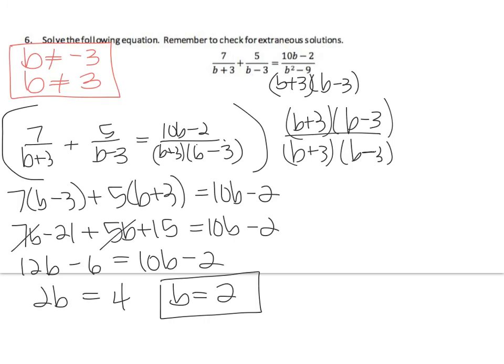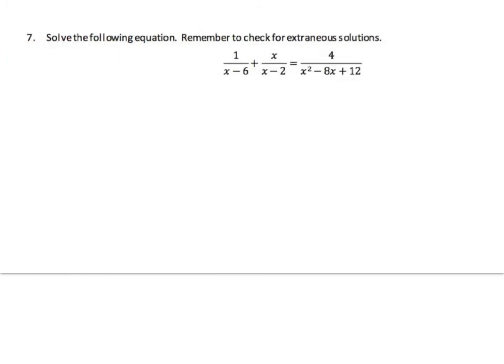Cool. I got b equals 2. Notice between this step and this step, I skipped where I had a common denominator and I divided them all out. I hope you can see that and save a step if you feel comfortable. Let's try another one. Okay, I'm going to push pause. Find your common denominator first.